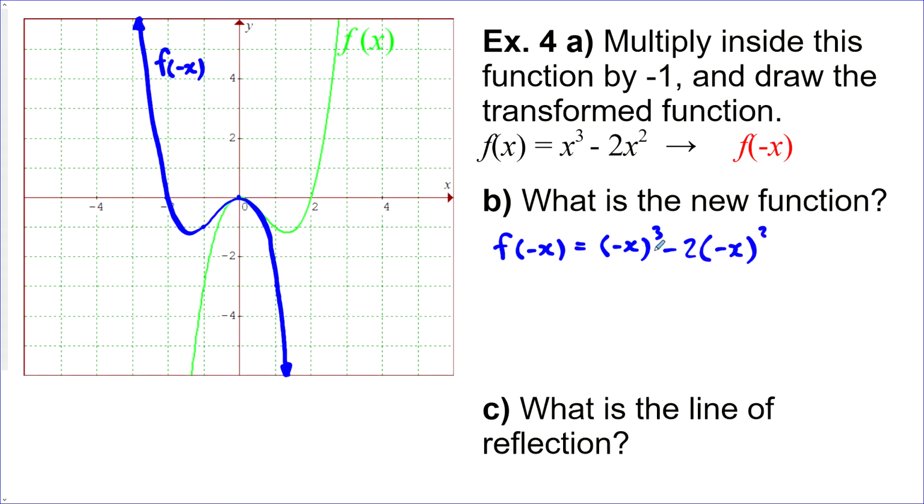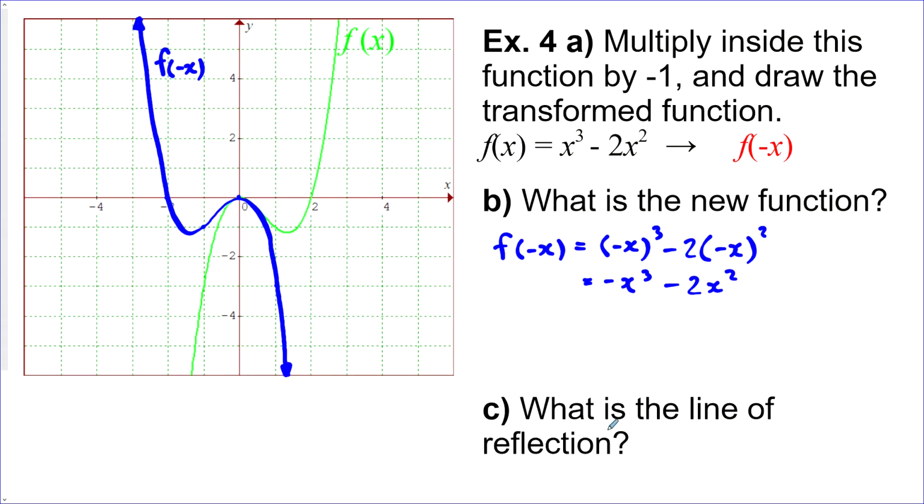And then I'll clean this up because there's lots of brackets here and that's kind of messy. -x all cubed is still -x cubed. And this negative here remains. And this -x squared just becomes +x squared. And so this is the equation in terms of x.